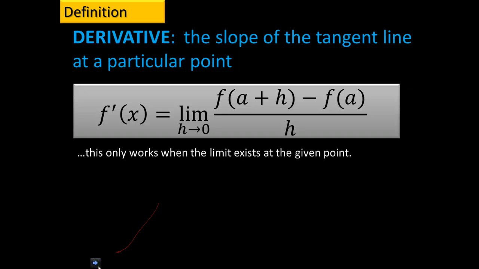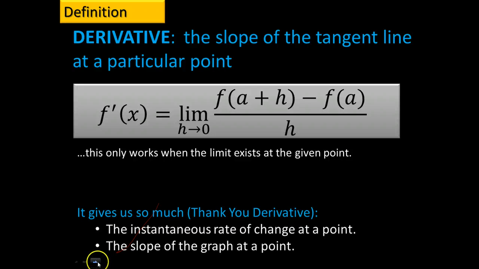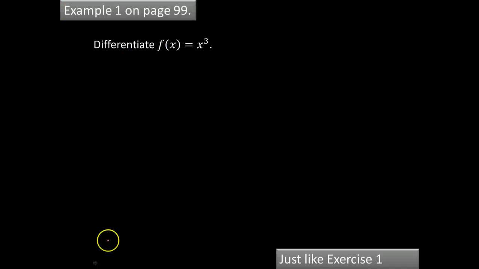And this, of course, only works when the limit exists at that given particular point or that given a value. And these are a lot of things that the derivative will do for us. It gives us instantaneous rate of change, and it also gives us the slope of the graph at that particular point. So many thanks to the derivatives. It's very useful, and there are lots of different things we're going to use it for.